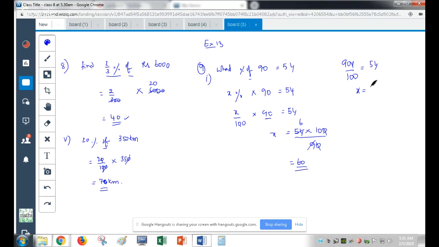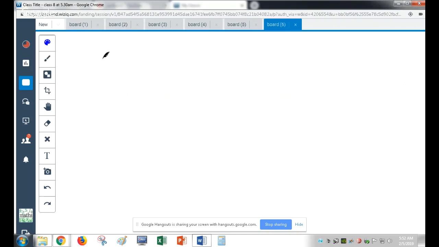Now, we want only x. Then x is equal to 54 into this 90 by 100 should be sent to other side. It will become 100 by 90. 1 zero, 1 zero cancel. This we can cancel. So simplification I did at the end. You can do it here also. You can do cancellation here also. But I prefer at the end. Okay. This type of questions are very, very important. So please all of you learn this question nicely.